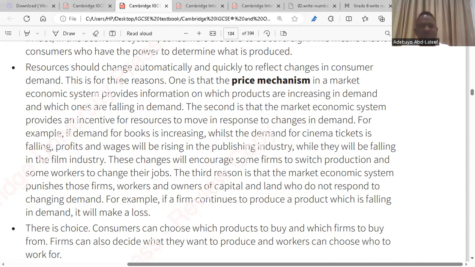Is it clear? Yes. The third reason is that the market economy system punishes those firms, workers and owners of capital and land who do not respond to changing demand. So the third advantage is that as a firm, if you are not flexible to work in tune with the demand of consumers, you are on your own. You will go down. You will suffer, because the market economy system will punish you.